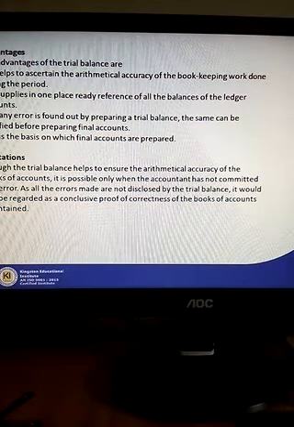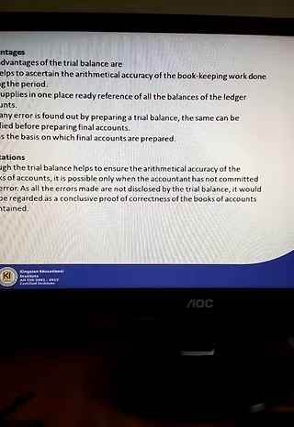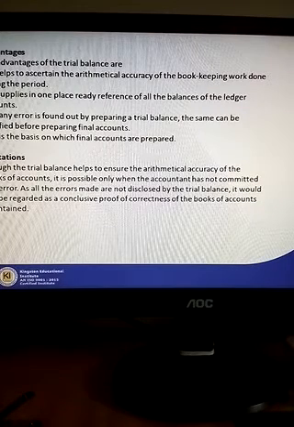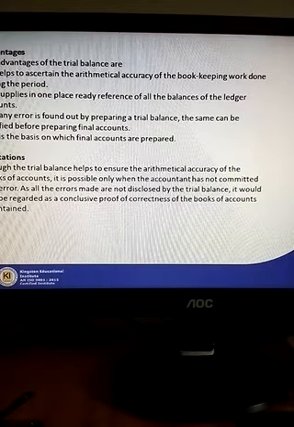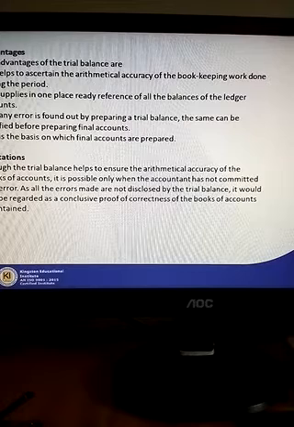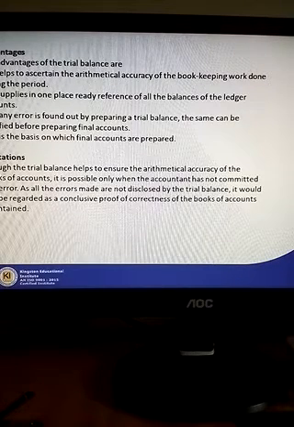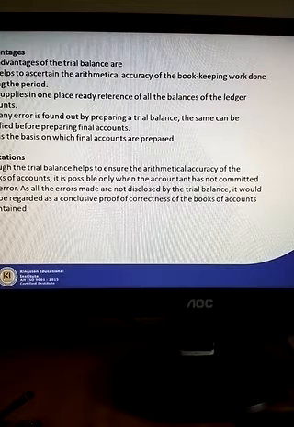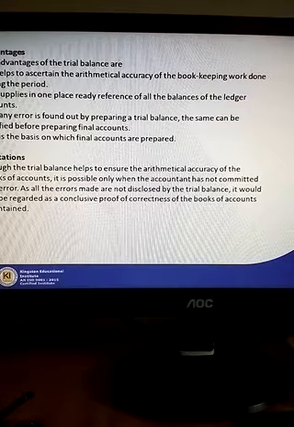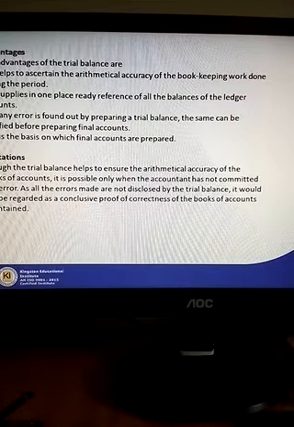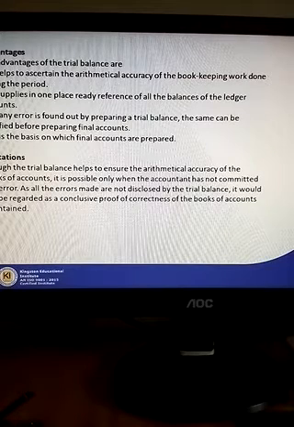Advantages. The advantages of trial balance are: it helps ascertain arithmetical accuracy. It supplies in one place ready reference to all the ledger account balances. Yes, obviously, we will have a glance at all the balances in a particular statement. At the end of the financial year we are going to prepare the trial balance, and at a glance we will get all the ledger account balances.